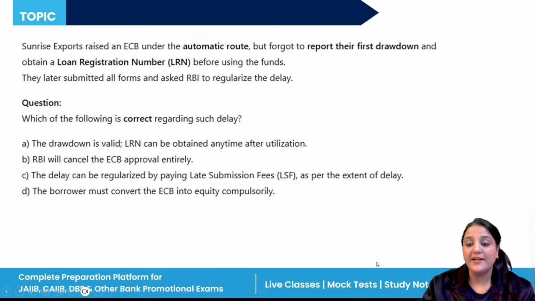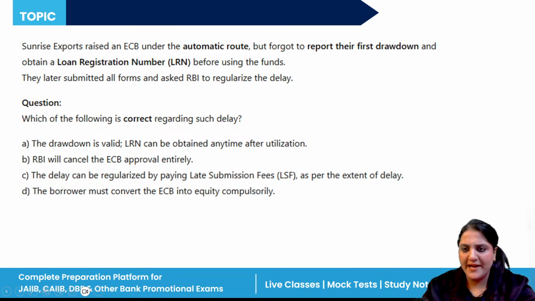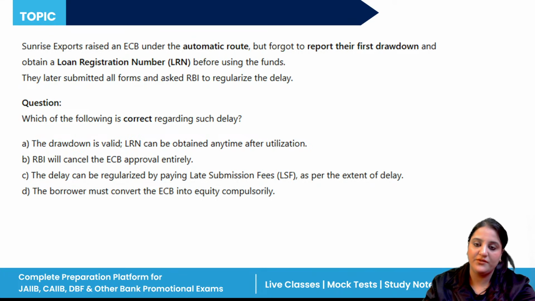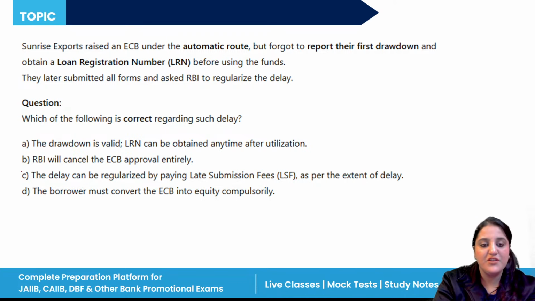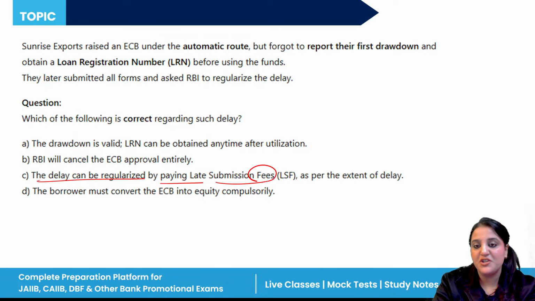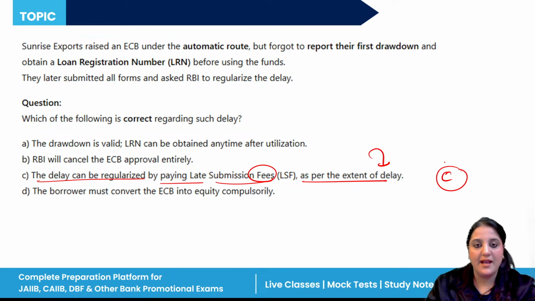So here the correct option is option C. Why? Because for all ECBs, the borrower has to report the first drawdown and obtain the LRN before using the funds. If they forgot, RBI allows the delay to be regularized by paying the late submission fee. So the ECB itself does not become invalid. So RBI would not cancel the ECB. They simply charge a late submission fee based on how late the reporting was. So the correct answer is option C, which is the delay can be regularized by paying late submission fee as per the extent of delay. So option C is correct. And one more thing I have to add in this question.